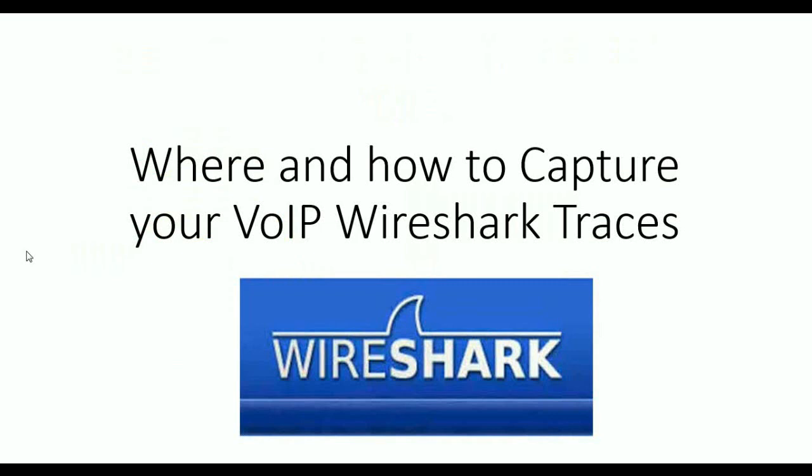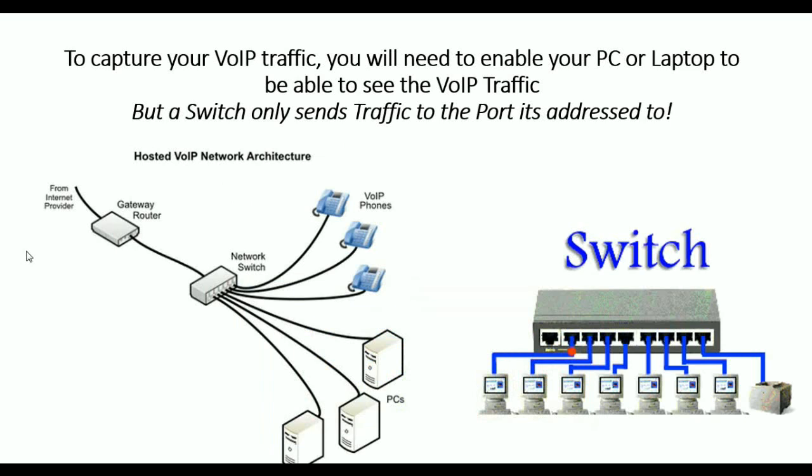So how and where do we capture the Wireshark traces? Well, first of all, we have to understand the structure of a basic network. Pretty much all IT networks nowadays that are going to be running VoIP generally use a switch to connect phones to. What we've got here is an example on the left-hand side of a hosted solution. We've got voice over IP phones and PCs, and they're all going to a network switch.